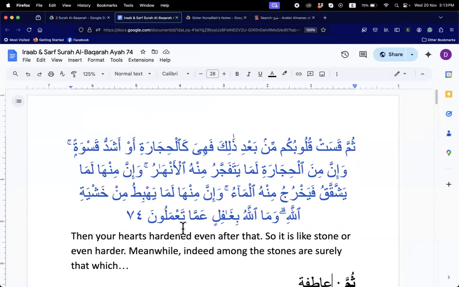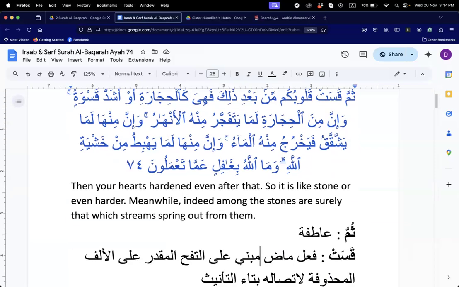Okay, can you translate? Indeed, among the stones are surely that which gushes forth, streams spring out from them. Of course, the 'hu' is going back to minal hijara, but technically the singular will be hajar. Good.